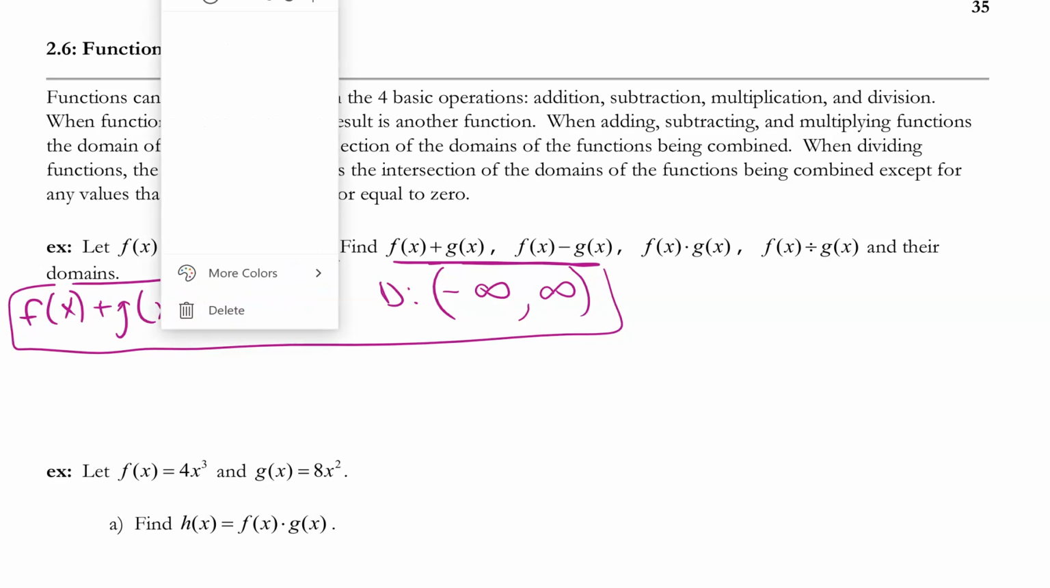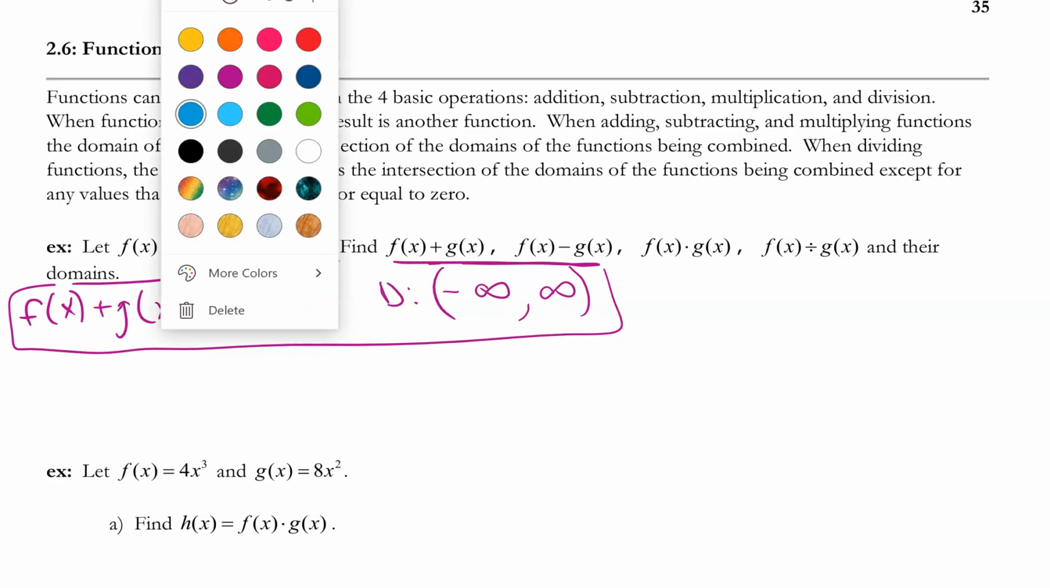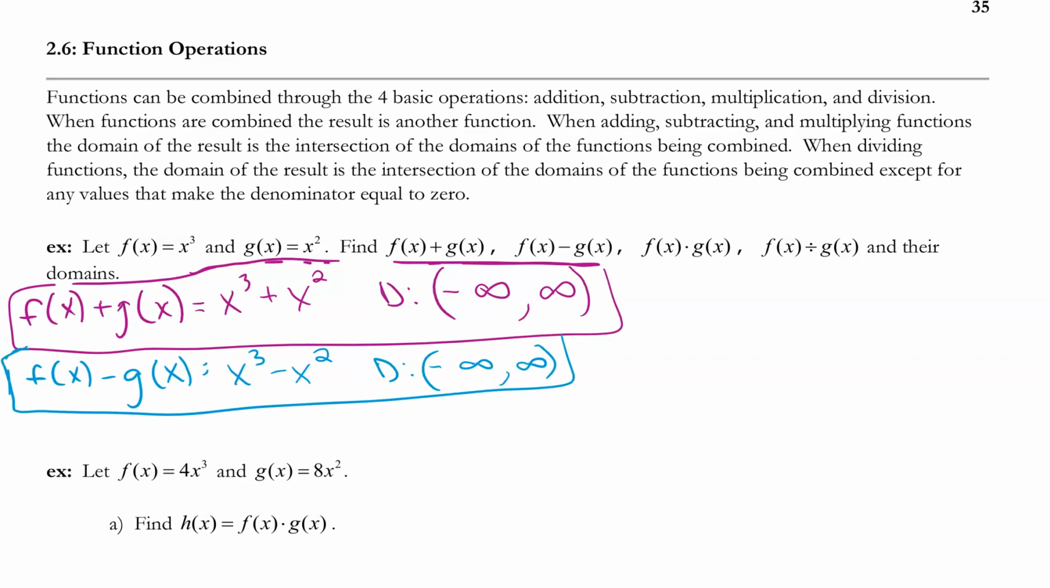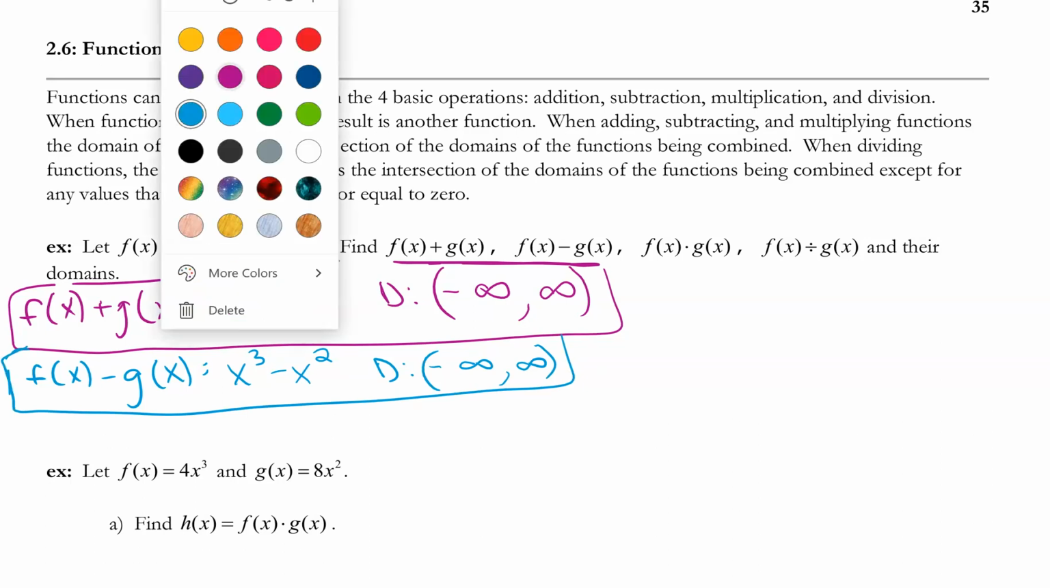Okay, I'll switch colors for my next one. Then we're going to find f of x minus g of x. F of x minus g of x is x cubed minus x squared. Again, they're not like terms. And again, it's cubic, which means my domain is negative infinity to positive infinity.